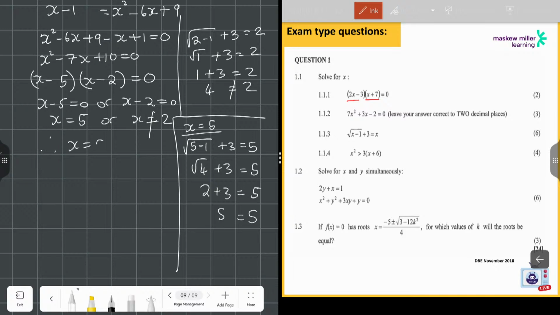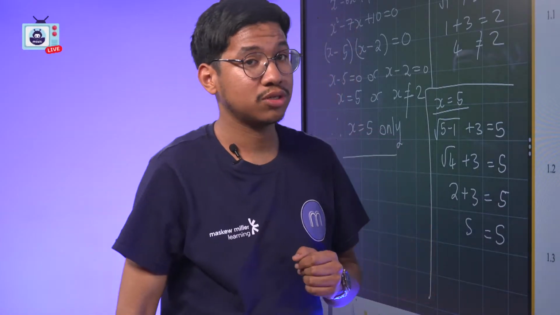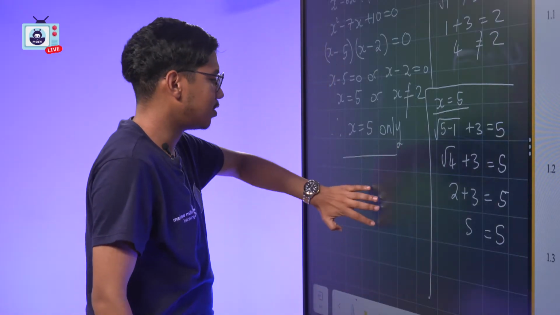x is equal to 5 only. You can even say the word only. x is equal to 5 only. If you're going to leave x equal to 2 there, you will lose a mark because we don't have two solutions satisfying the equation. I only have one solution that satisfies the equation.